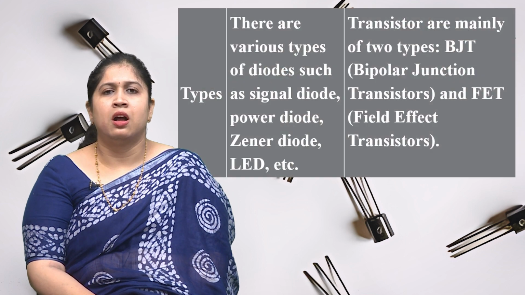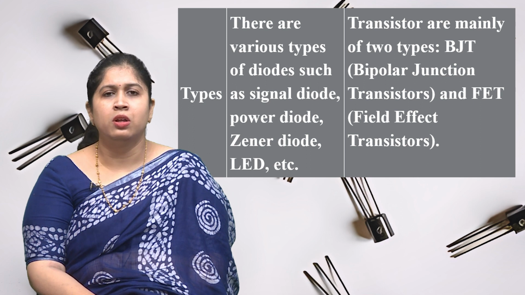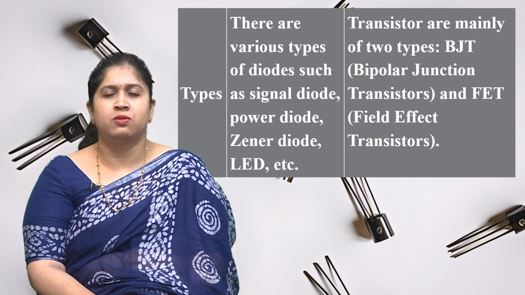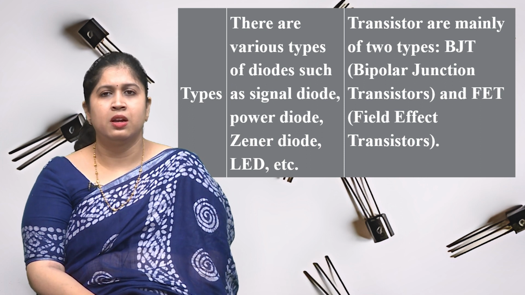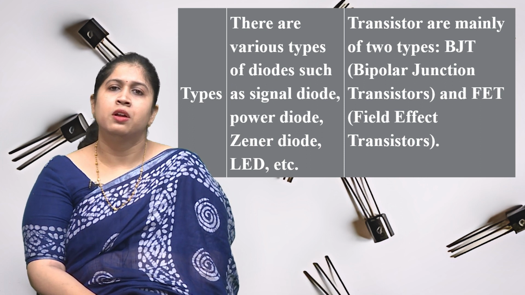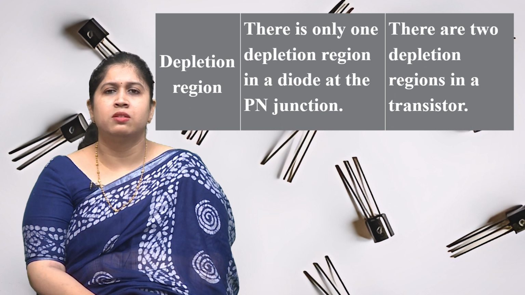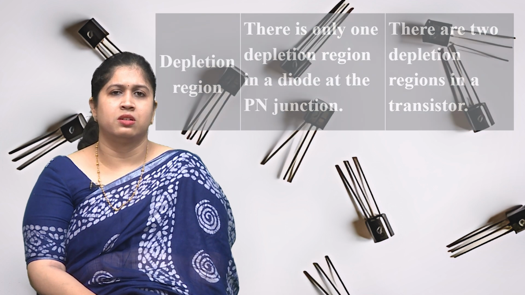Types. There are various types of diode such as signal diode, power diode, Zener diode, LED, etc. Transistors are mainly of two types: BJT, which stands for Bipolar Junction Transistor, and FET, which stands for Field Effect Transistor. Depletion region: there is only one depletion region in a diode, at the p-n junction. There are two depletion regions in a transistor.